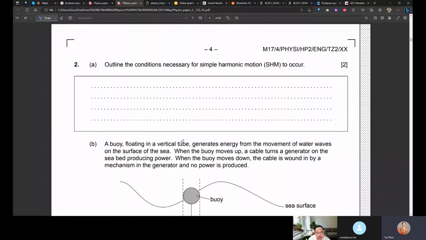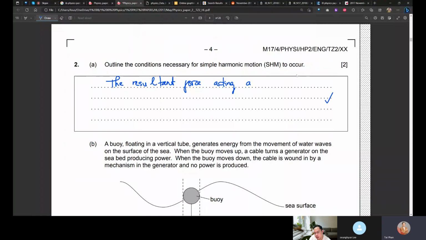Question 2. Outline the condition necessary for simple harmonic motion to occur. The net force must be proportional to the displacement. The resultant force acting on this object is proportional to the displacement of the object, and pointing toward the equilibrium position.